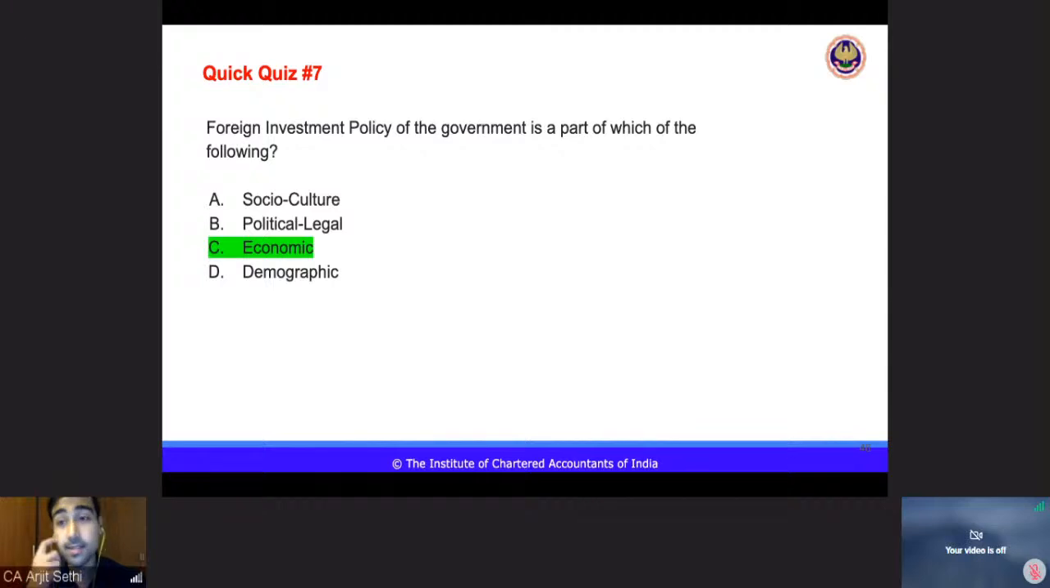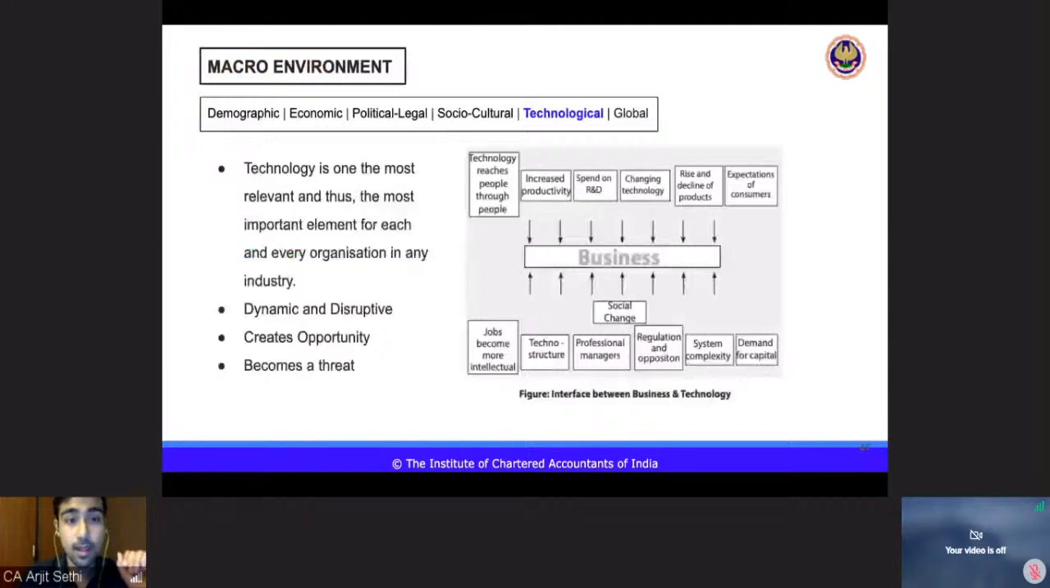Alright, so the answer is economic. Yes, foreign investment policy is part of the economic component of the macro environment. Right? Congratulations to everyone. Every one of you got it correct. So that is a good thing. You're understanding the concept.